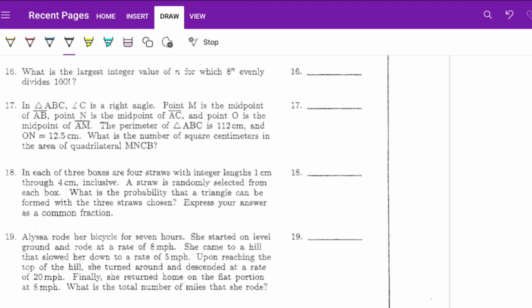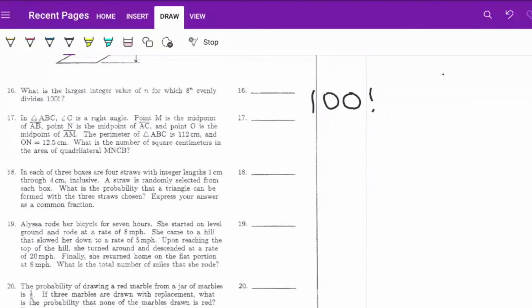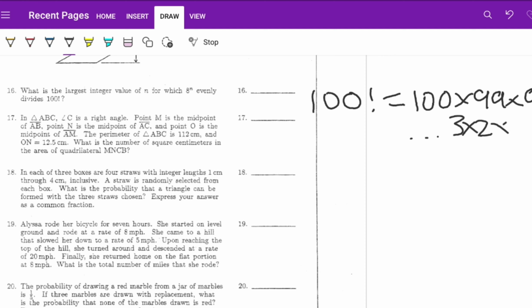The first question is, what is the largest integer value of n for which 8 to the nth power evenly divides 100 factorial? So first of all, what does it mean when you have a number with an exclamation mark behind it? This just means 100 factorial, which is the product of all positive integers less than or equal to the number multiplied together. So it's just 100 times 99 times 98 all the way to 3 times 2 times 1. So 100 factorial is a very, very big number.